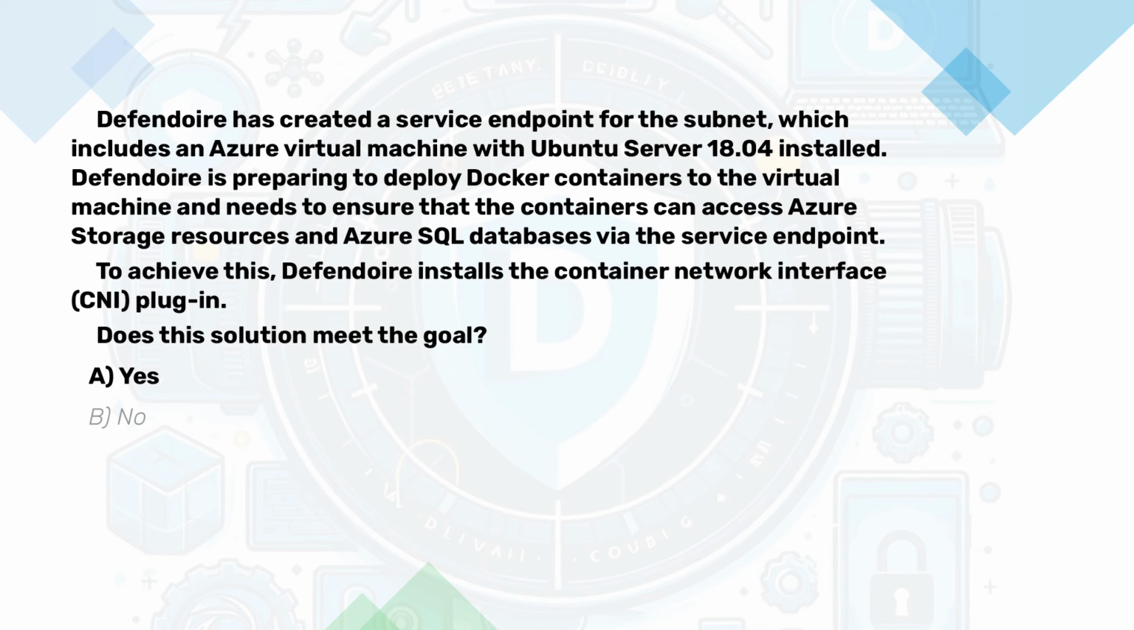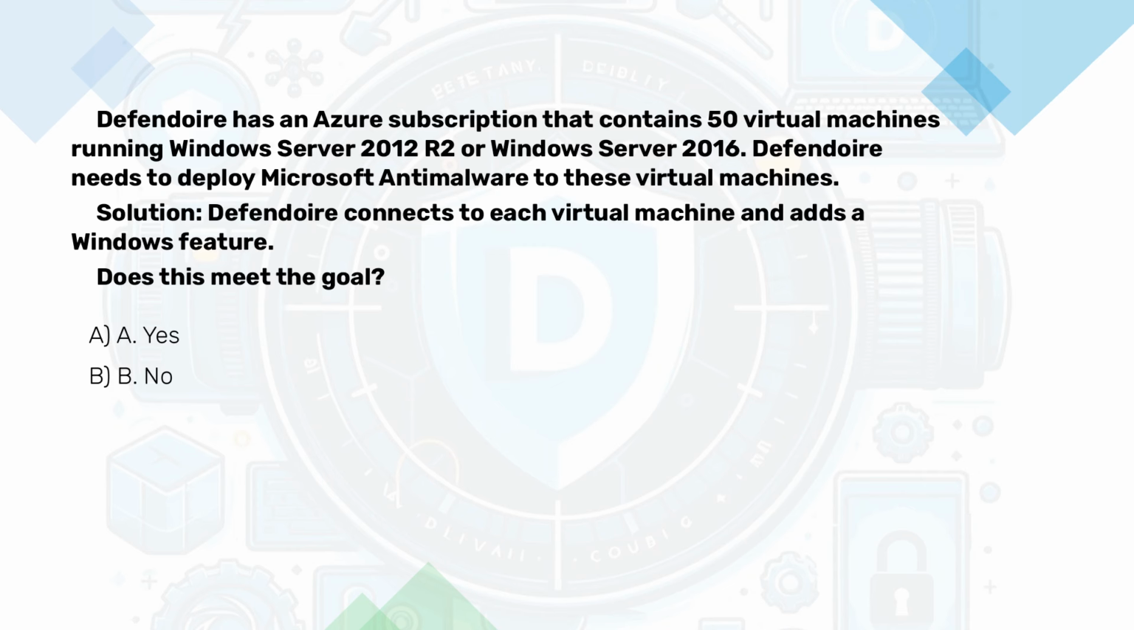We have an Azure subscription that contains 50 virtual machines running Windows Server 2012 R2 or Windows Server 2016. We need to deploy Microsoft anti-malware to these virtual machines. We connect to each virtual machine and add a Windows feature. Does this meet the goal? Okay, now pause the video here, have a bit of think, and then continue when you are ready. It is incorrect. Microsoft anti-malware is deployed as an extension and not a feature.